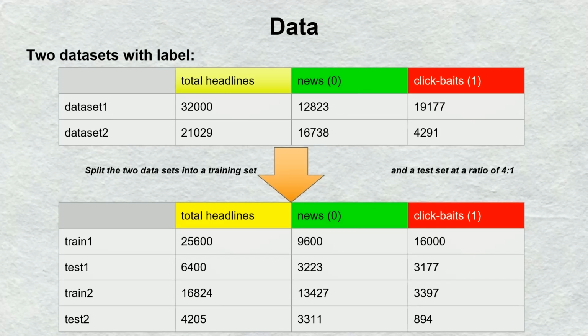We split these two datasets into a training set and a test set at a ratio of 4:1. The specific data of the training set and the test set are also listed here.